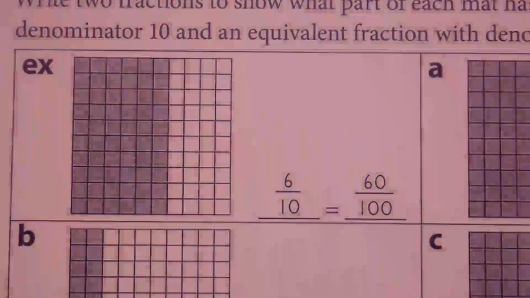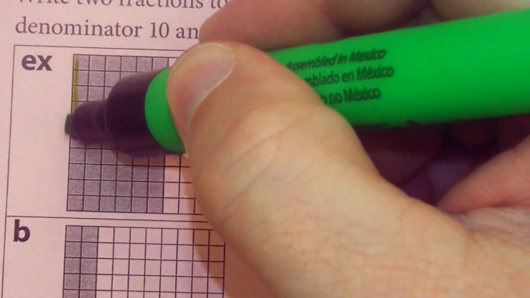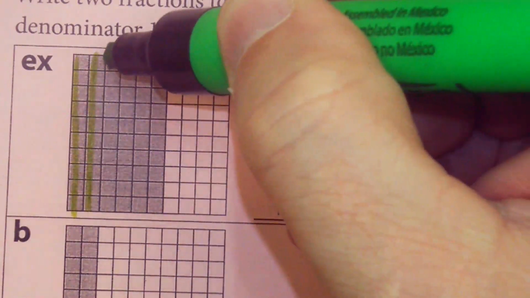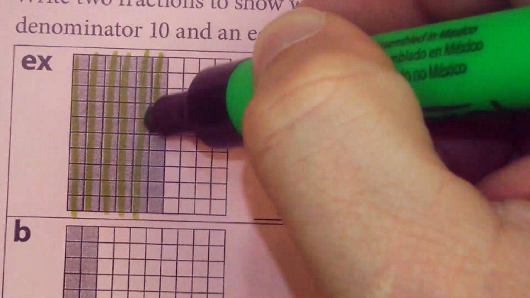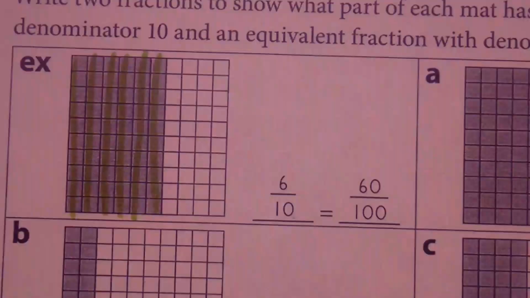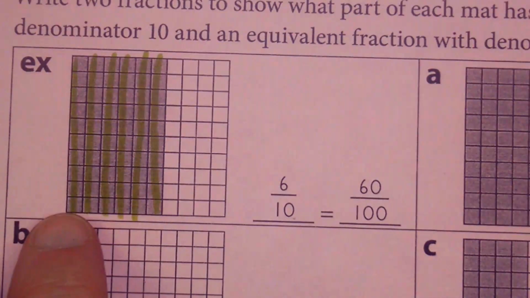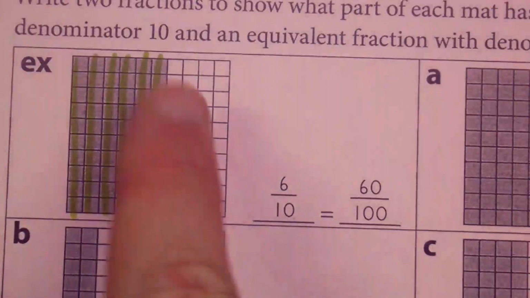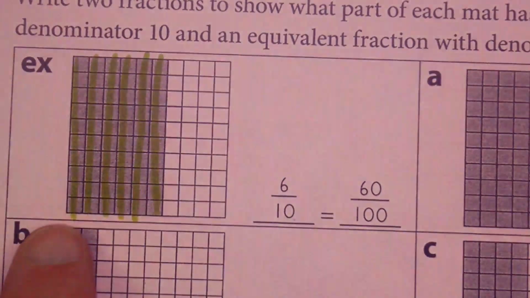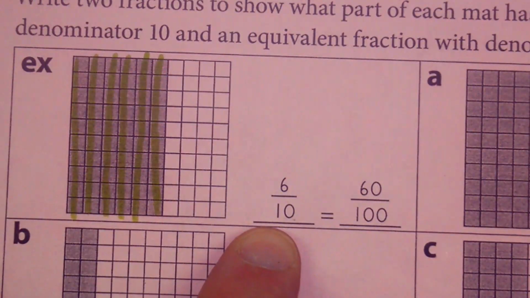6 tenths, there are 6 strips of green, and I could take my green highlighter and make it look kind of like the strips that you can manipulate on your computer, or maybe if your class has the base 10 strips, you've played with them before. But I have 6 out of 10 strips because this entire square is made up of 10 strips, but only 6 of them are highlighted, are filled in.